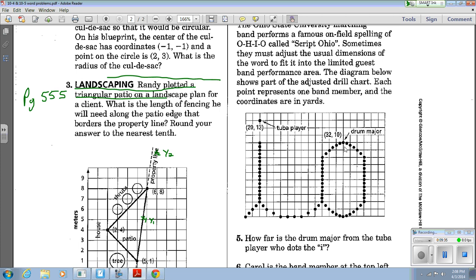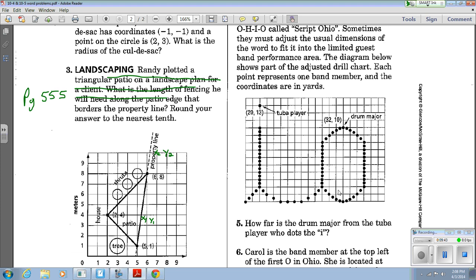The drum major, there's usually a drum major also at the top of the O, so that's what you're seeing here in the diagram. So how far apart are the two? How far apart is this drum major right here, and how far apart is the tuba player?